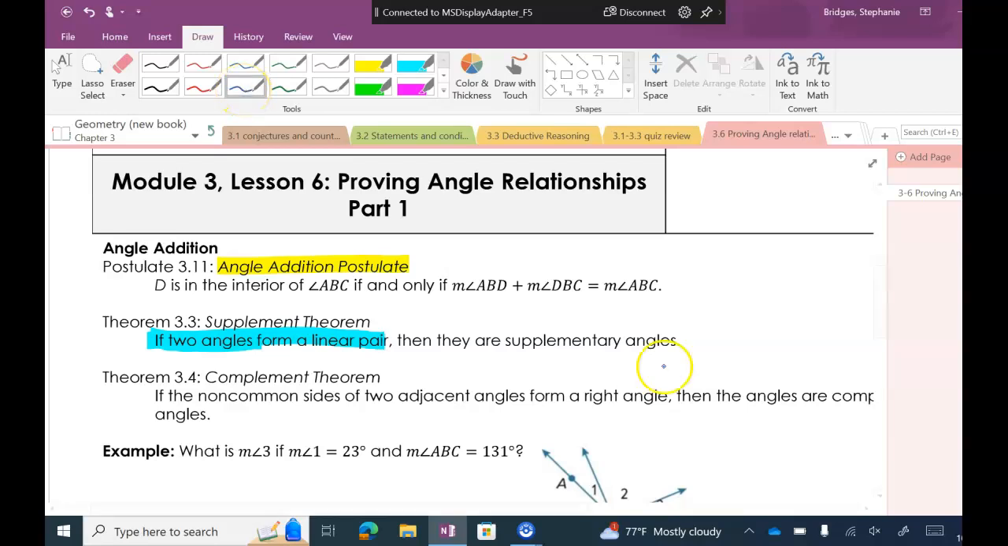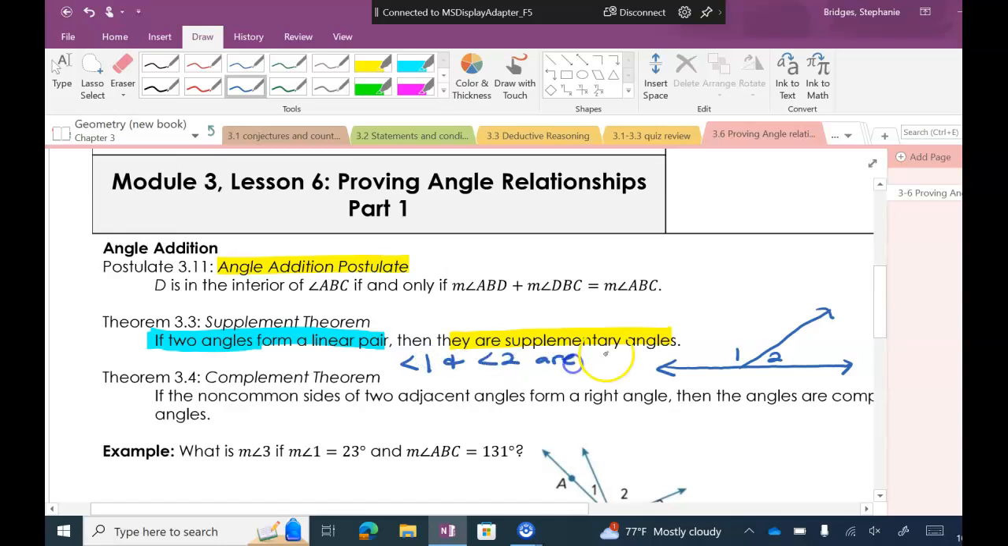So for example, it would look something like that. That's a linear pair. Angle 1 and angle 2 make a linear pair. And if they make a linear pair, that means that they are supplementary. So if in a picture you see a pair of angles that are a linear pair, like the picture that I drew, then you would say angle 1 and angle 2 are supplementary.